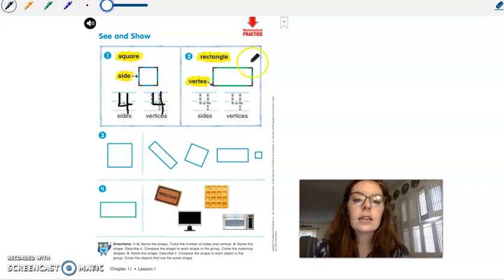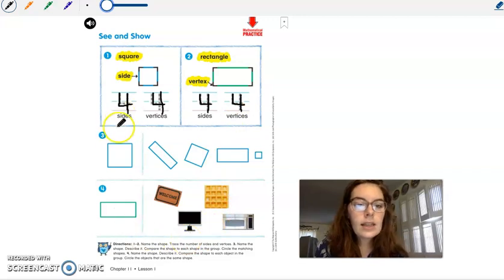Okay? Let's look at our rectangle. Let's count the sides. 1, 2, 3, 4. 4 sides. Let's count the vertices. 1, 2, 3, 4. 4 vertices. Very nice.